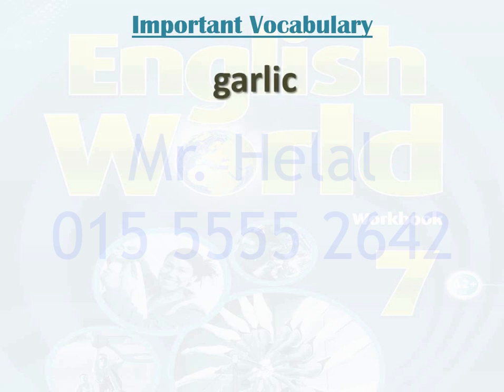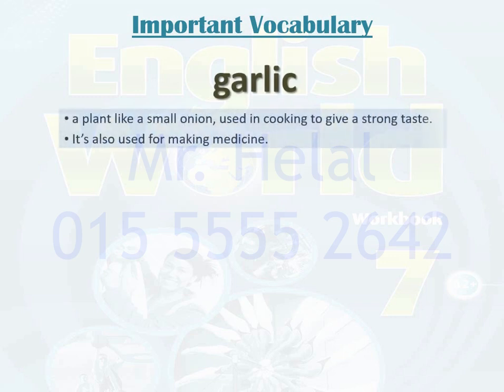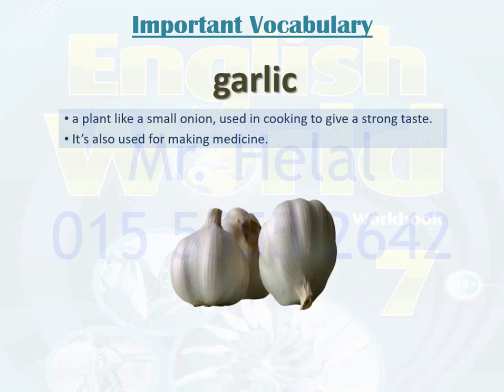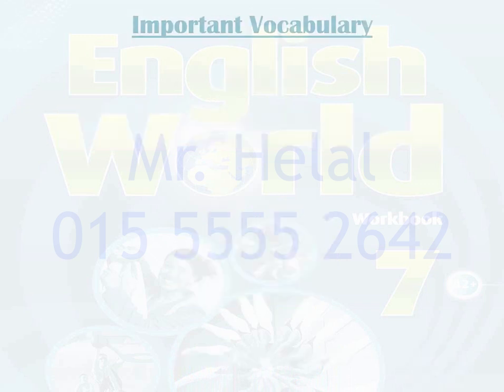Garlic. The garlic is a plant like a small onion used in cooking to give a strong taste. It is also used for making medicine. يعني الثوم هو نبات بيشبه البصل الصغير وبيستخدم في الطبخ علشان يدي مذاق قوي، وأيضا بيستخدم الثوم في صناعة الدواء. Example: Cloves are small pieces of garlic. يعني الفصوص هي الأجزاء الصغيرة من الثوم.